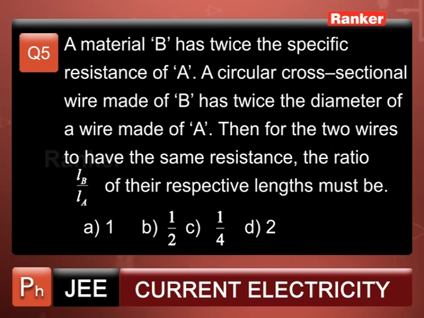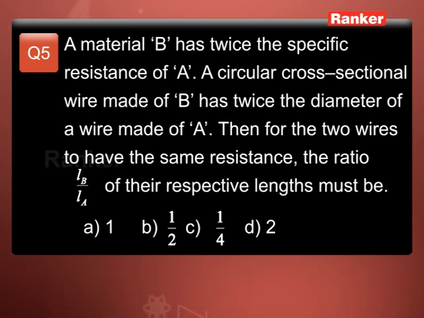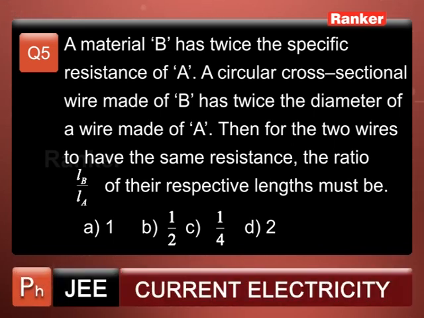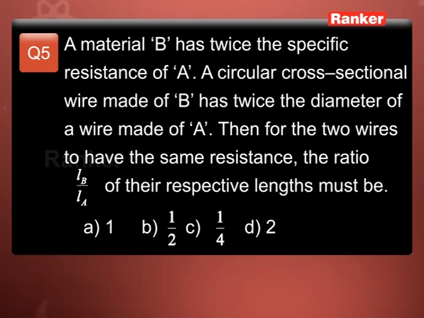I read out the problem first. A material B has twice the specific resistance of A. A circular cross-sectional wire made of B has twice the diameter of a wire made of A. Then for the two wires to have the same resistance, the ratio LB by LA of their respective lengths must be how much? Options are given as usual. The very first option is given as 1. That means LA and LB are equal. That is what he means.